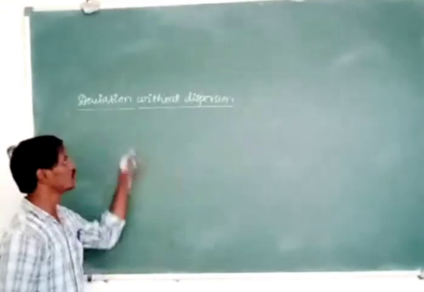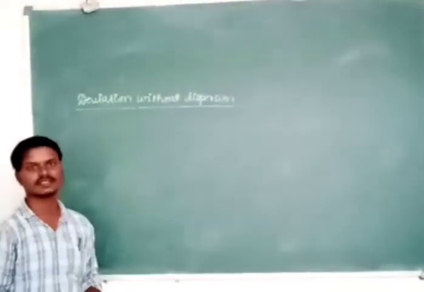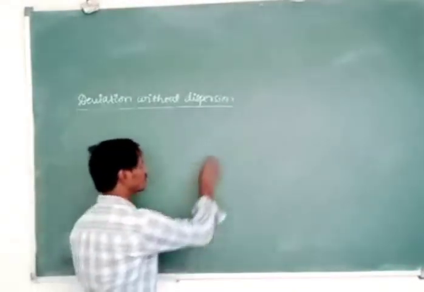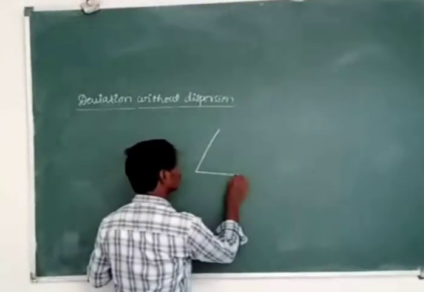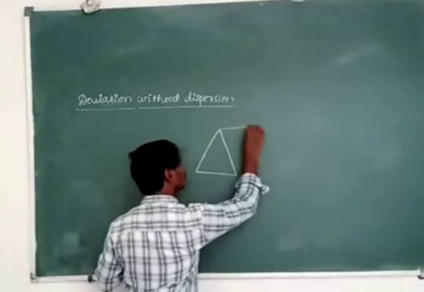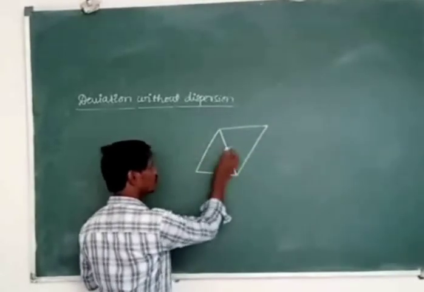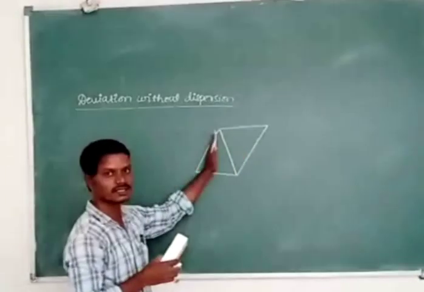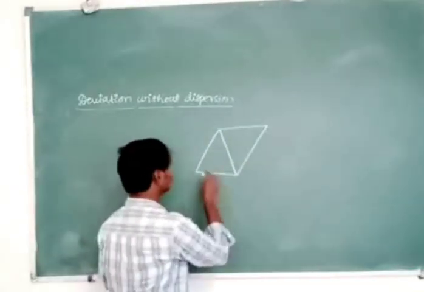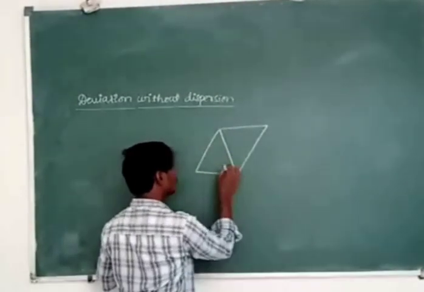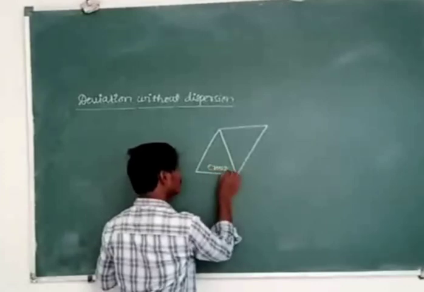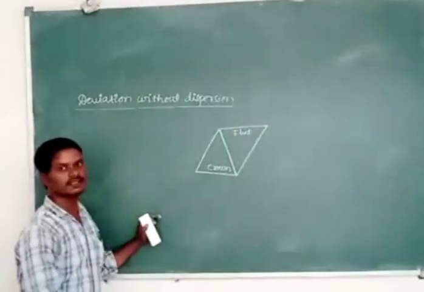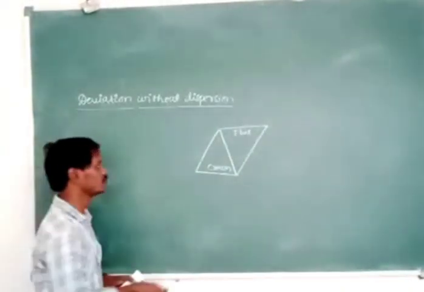Now we are going to discuss deviation without dispersion. Whenever white light is incident on two prisms, they are arranged like this. It is one prism and it is another prism, and this prism is placed in contact with the first prism, inverted. Suppose this prism is made up of crown glass and this prism is made up of flint glass. So flint glass has a higher refractive index than crown glass.